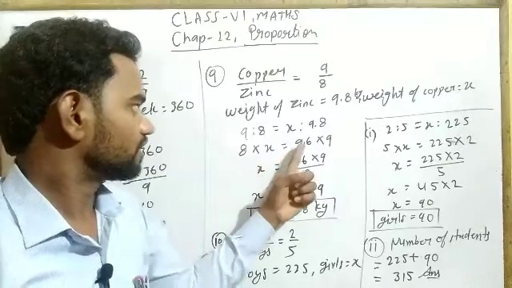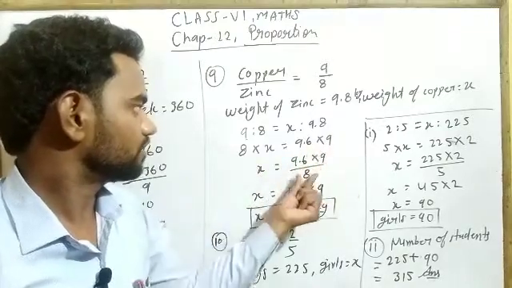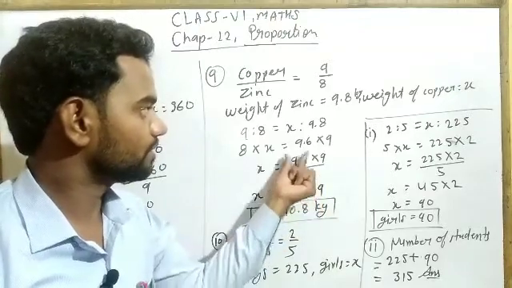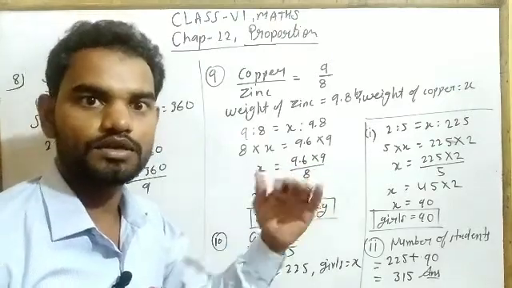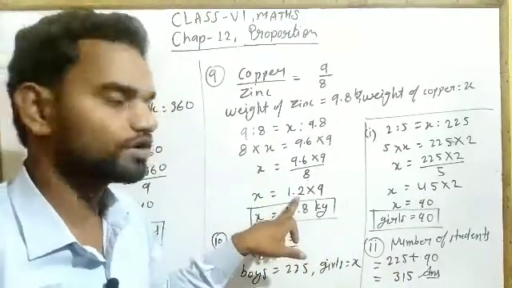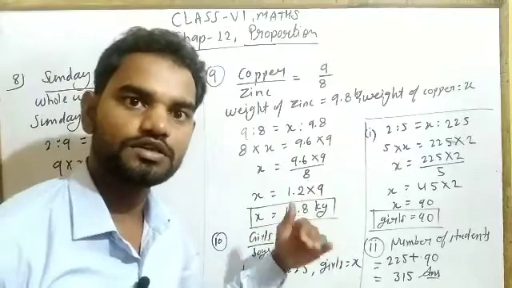X equal to 9.6 into 9 upon 8. This is 9.6 will be cancelled by 8. 12 8 is 96. It will be 1.2. So this is 1.2 into 9. Then 12 9 is 108.